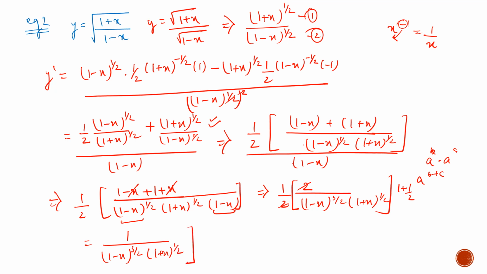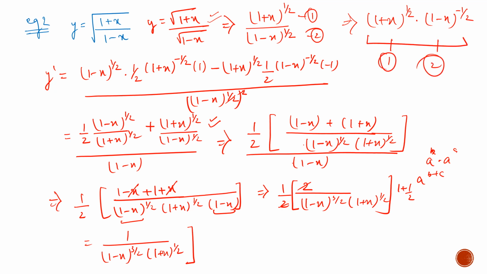Now this question can also be solved using the product rule. How? We can simply write this expression as 1 plus x to the power 1 by 2 multiplied by 1 minus x to the power minus 1 by 2. This way it is now a product of two terms. This is first, this is second, and we can use the product rule here. Fine.